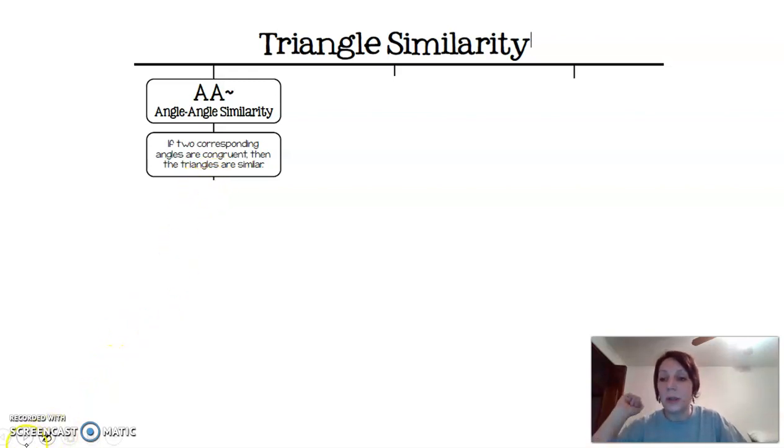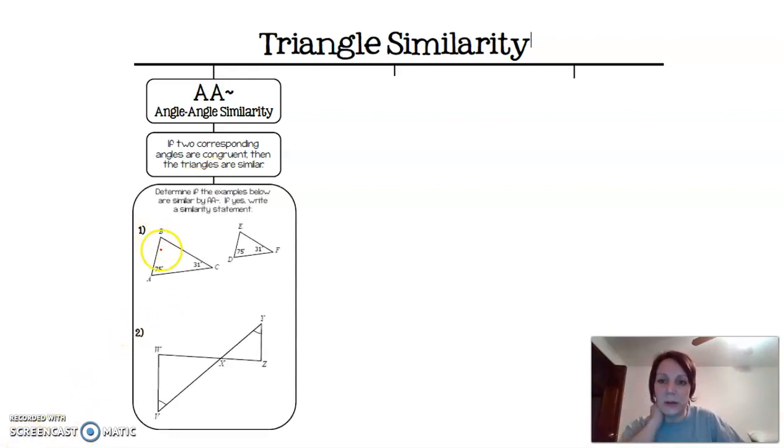Okay, so here are a few examples. Let's take a look at this top one. I have an angle here marked 75, and I have its partner over here, 75. That's one angle pair. I have a 31-degree angle here, and a 31-degree angle here. There's my second angle pair. So these are similar by angle-angle similarity. Okay, this second example is different for 2 reasons.